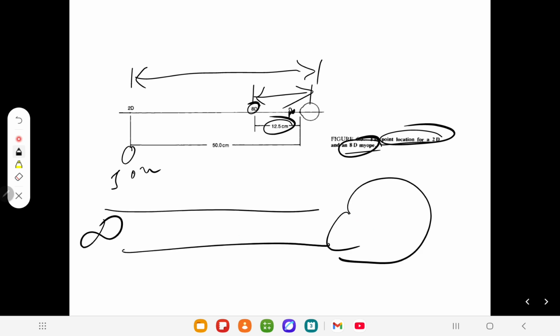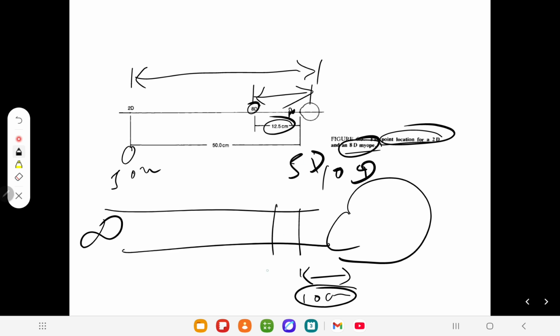Far point is at infinity and near point depends upon his accommodation. If he can accommodate 10 diopter, then his near point is simply 10 centimeter, isn't it? It's simple. If he can accommodate 5 diopter, then his near point is 20 centimeter. If he can accommodate 2 diopter, his near point is 50 centimeter, isn't it? So it's very simple to understand the range of clear vision.